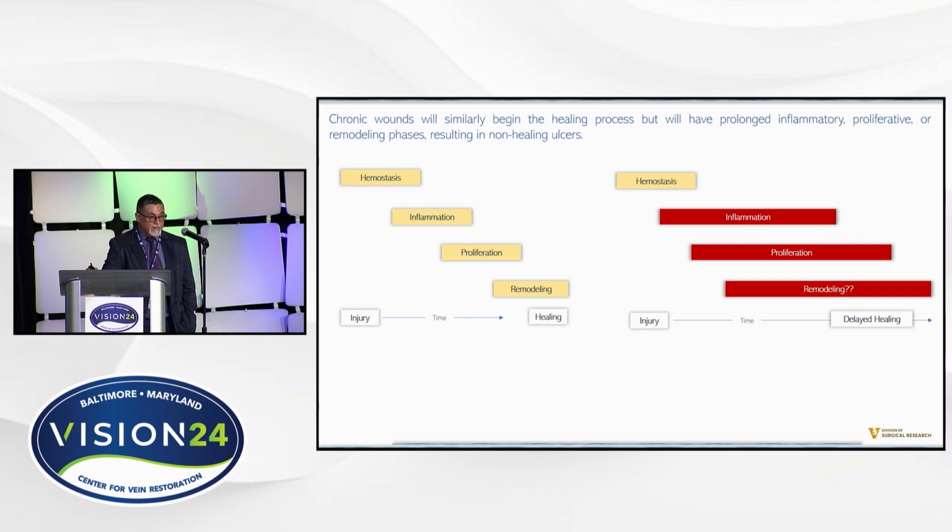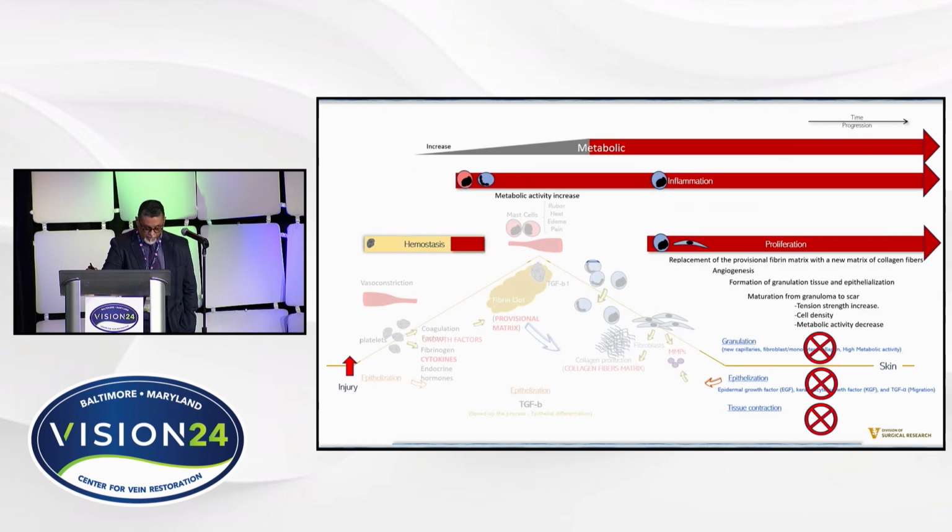Now, when we have a deficient healing process, what happens is that inflammation, proliferation, and remodeling are delaying the healing. And the cartoon probably will look something like this. We have metabolic activity that increases and decreases in the normal scenario, but in this case it never decreases, because inflammation and proliferation are prolonged in time. In this particular scenario, with a deficit in healing, we don't have granulation, epithelialization, or tissue contraction.